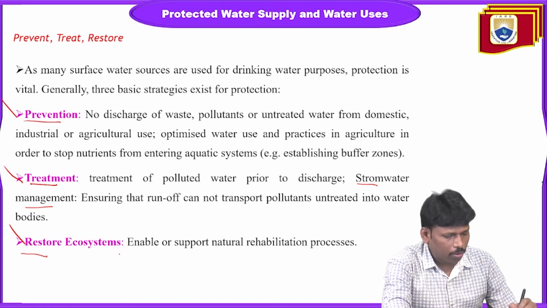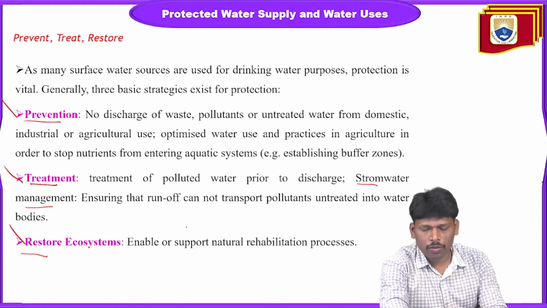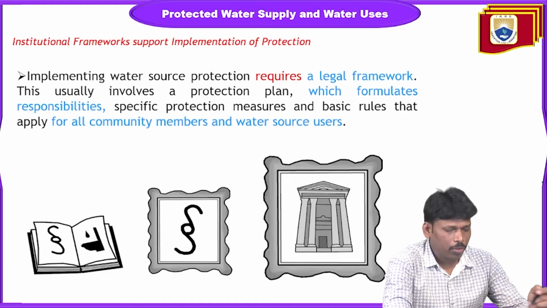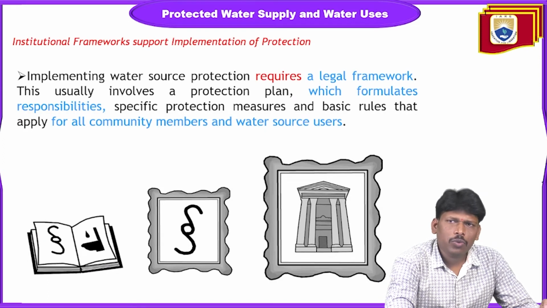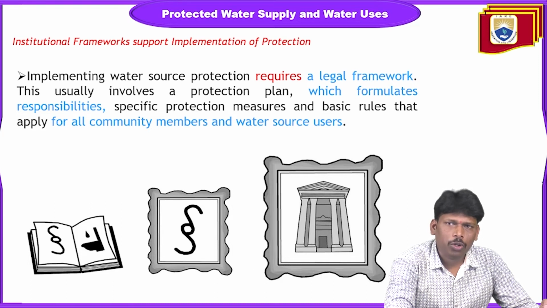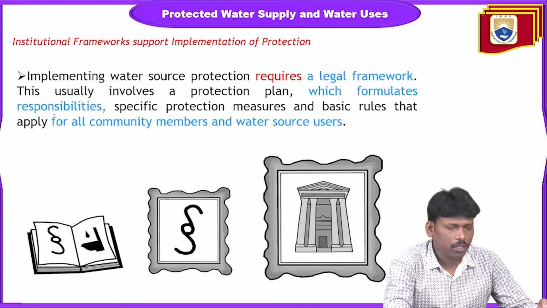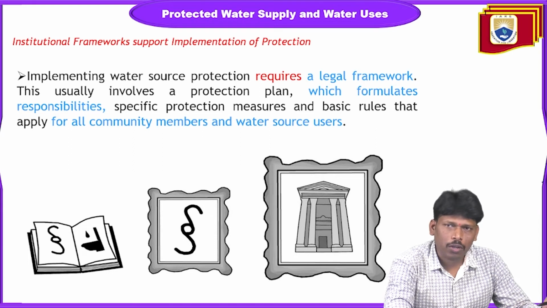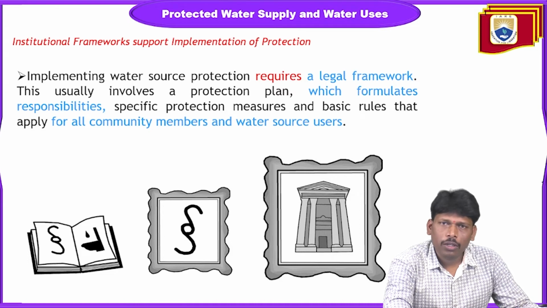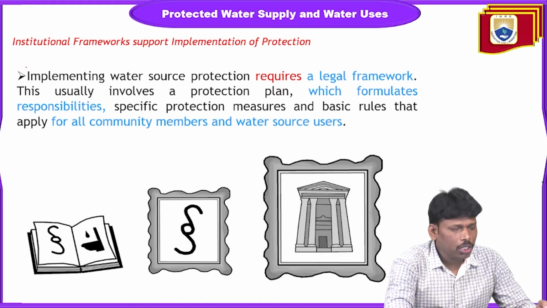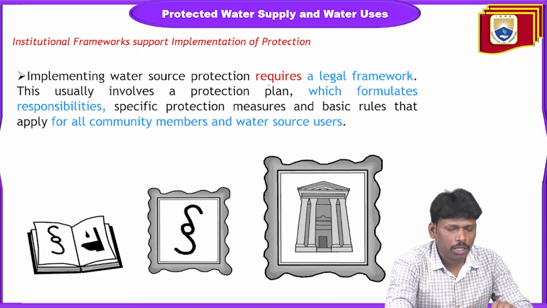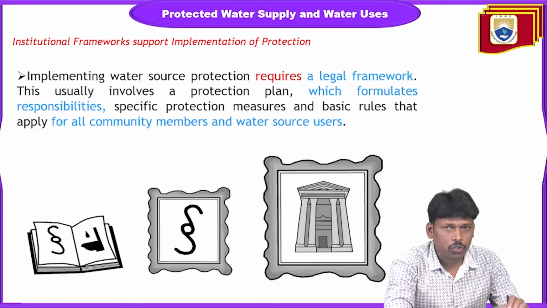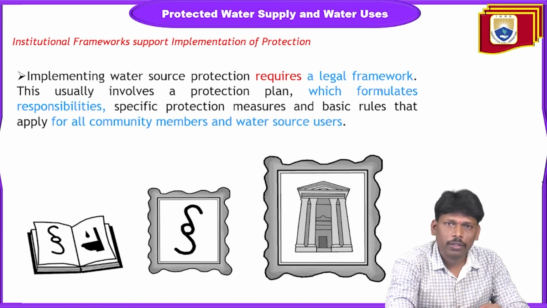Then restoring the ecosystem: enabling or supporting natural rehabilitation processes helps restore our ecosystem properly. We also need to motivate people in this regard in order to protect the surface water. Irrespective of religion, if you motivate people and they realize it, we will protect our surface sources, and that also fulfills future demand. Implementing water source protection, especially for surface water, requires a legal framework.